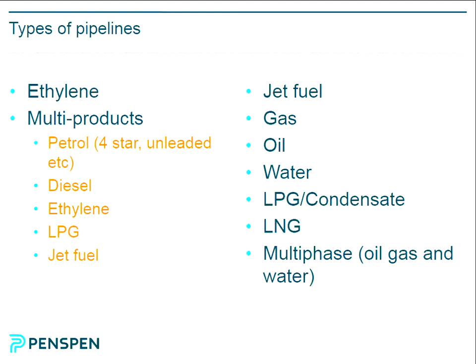And then gas, obviously. There's the dry gas that's transported in the transmission system. We have the national transmission system in the UK, for example, as a domestic product and industrial product. But also wet gas within fields as well. Oil, obviously. Water, LPG and condensate, liquefied natural gas, which is at incredibly low temperatures and atmospheric pressure, and then multi-phase, which is one of the main topics we're going to be talking about.